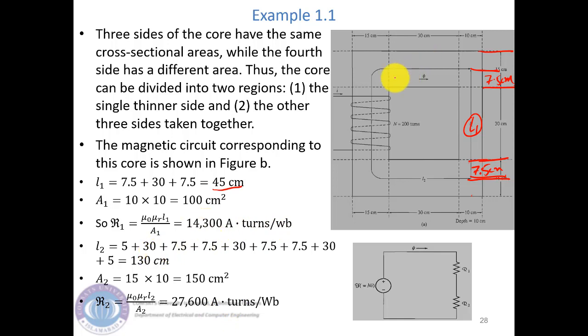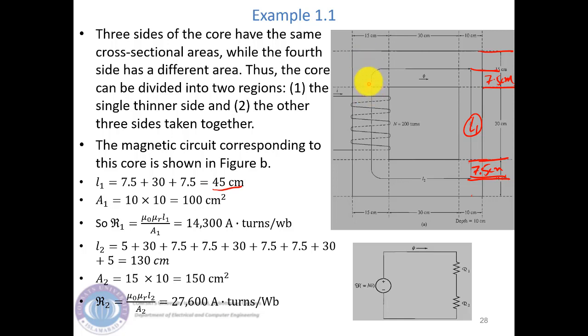Similarly, this will be L2, this whole path. So we have seen that this portion is 5 centimeter. This portion is 5 centimeter. This portion is 30 centimeter. Again, this is half of the 15 centimeter, which is 7.5. Again, why am I taking these half lengths? Because we are using the mean path length. So that's why we will take half of this 15 centimeter.